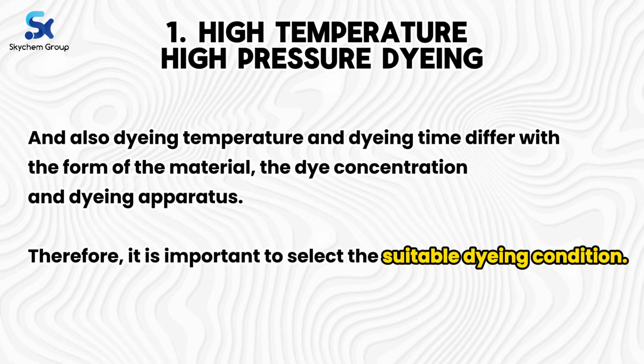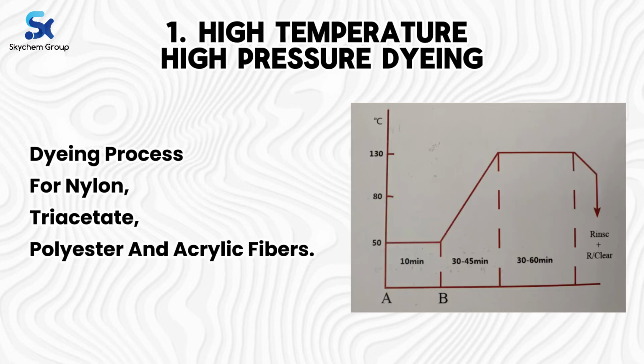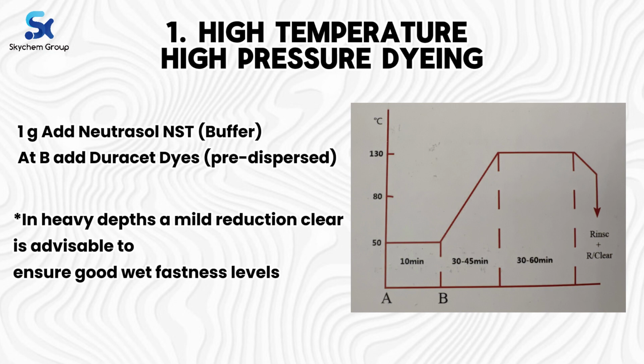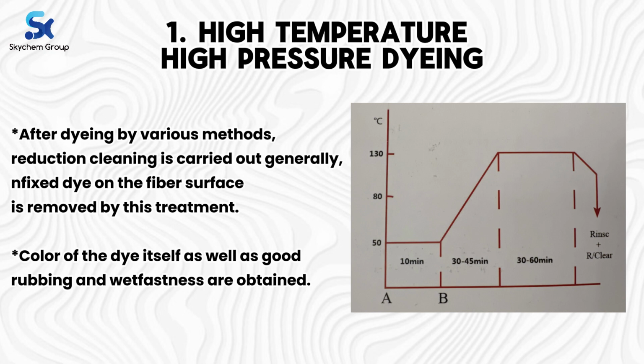Therefore, it is important to select the suitable dyeing condition. For the dyeing process for nylon, triacetate, polyester, and acrylic fibers, use a set bath at 50 degrees centigrade. In heavy depths, a mild reduction clear is advisable to ensure good wet fastness levels. After dyeing by various methods, reduction cleaning is carried out generally. Unfixed dye on the fiber surface is removed by this treatment. Color of the dye itself as well as good rubbing and wet fastness are obtained.